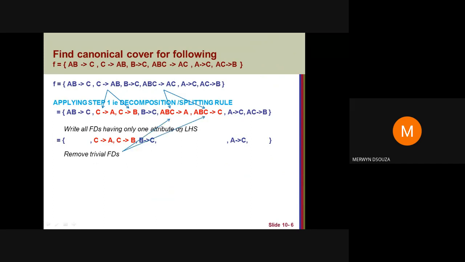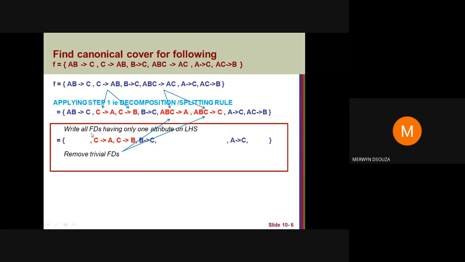Okay, so you can see here there are two trivial functional dependencies that we had obtained after applying the splitting rule. We had said ABC determines A. So this is a subset. A is a subset here, a trivial functional dependency. Similarly, this is a subset, a trivial functional dependency. So remove this. No other functional dependency is a trivial functional dependency.